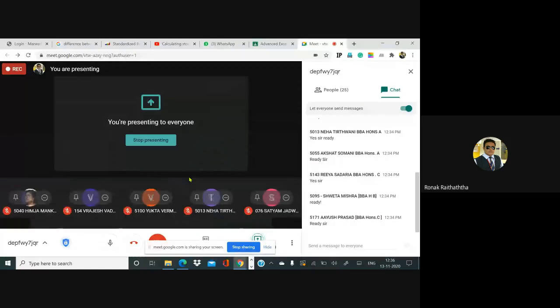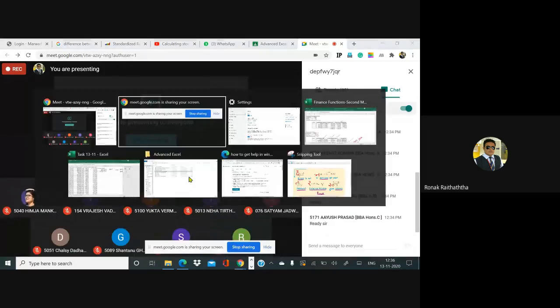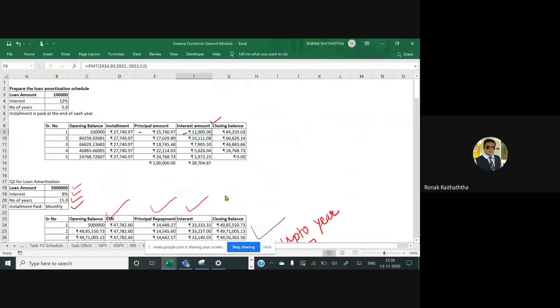Okay, sharing my screen, and here we are on the screen. Everyone should be able to see the Excel file, in which you will go to the worksheet of loan amortization, and then we will roam through other worksheets.